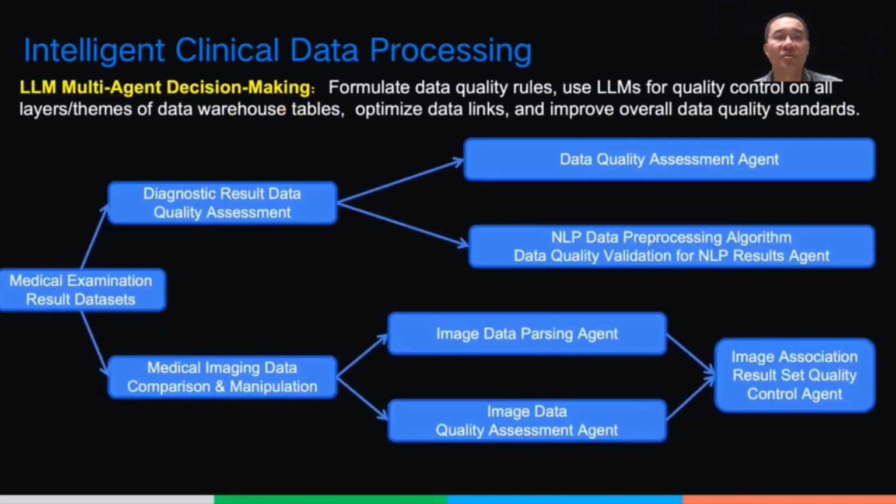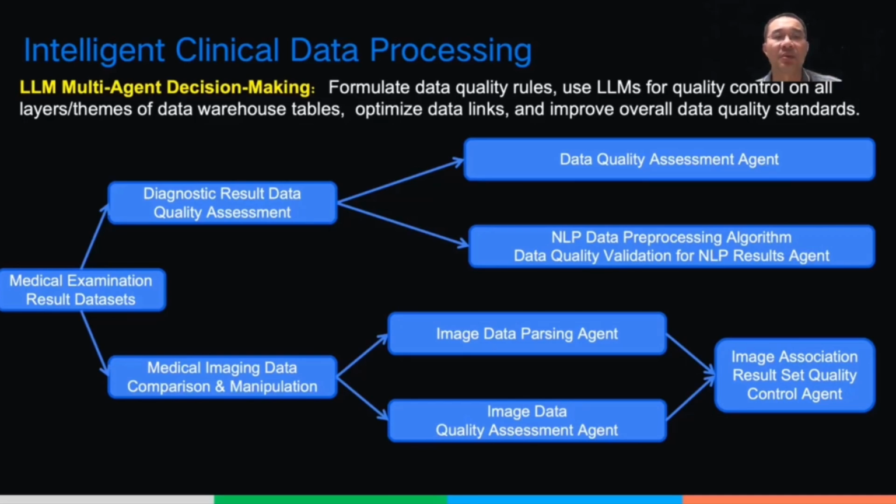So how do we ensure the highest quality for the vast amount of data flowing through our system? We employed a multiple engine LLM framework specifically for intelligent decision making. Think of it as a team of specialized AI engines working together to formulate data quality rules and perform comprehensive checks across every layer of our data warehouse. Let me give you a concrete example of how this works in a medical context.